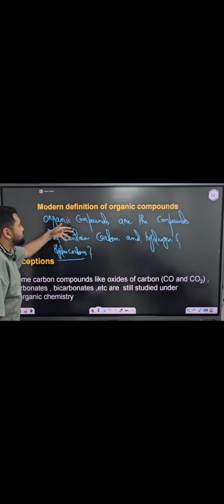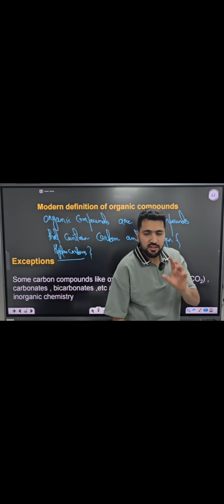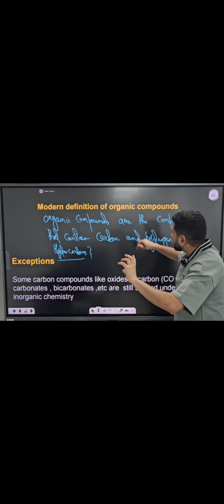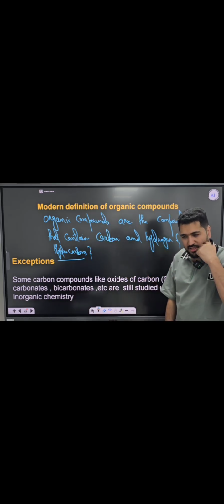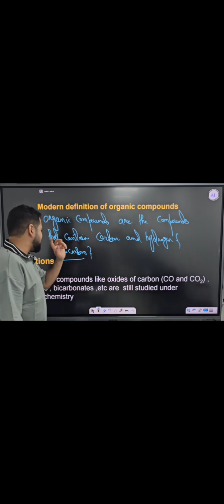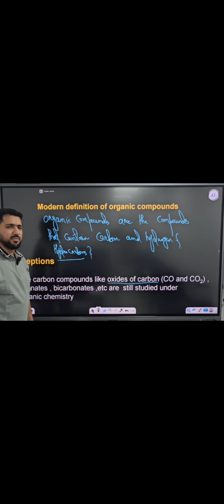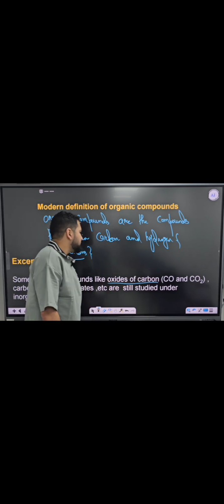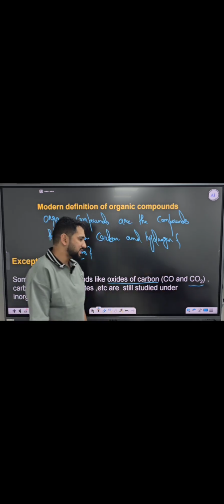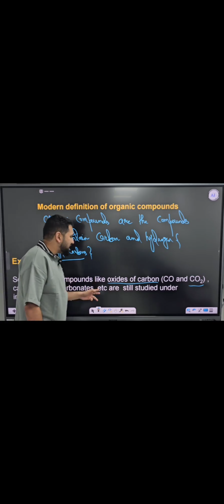So what are organic compounds? These are the compounds that contain carbon and hydrogen. Clear? And we call them hydrocarbons, right? I hope this simple definition is clear. Now guys, we have a few exceptions there. For example, if I talk about oxides of carbon, they contain carbon. For example, CO2 contains carbon. In the same way, we have carbonates, we have bicarbonates, etc.